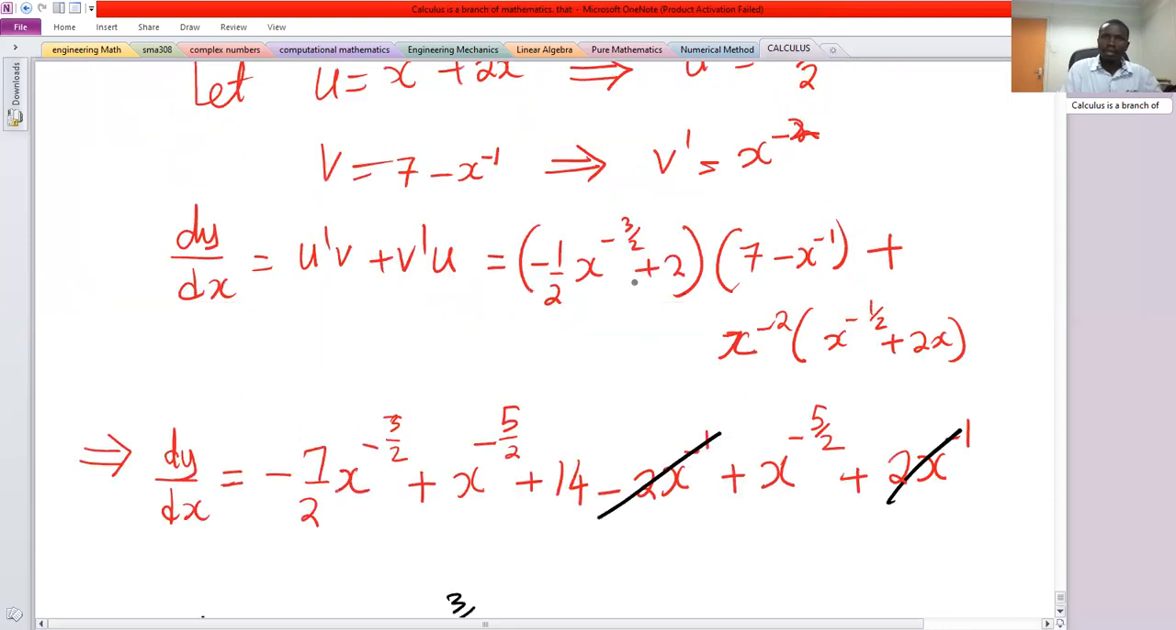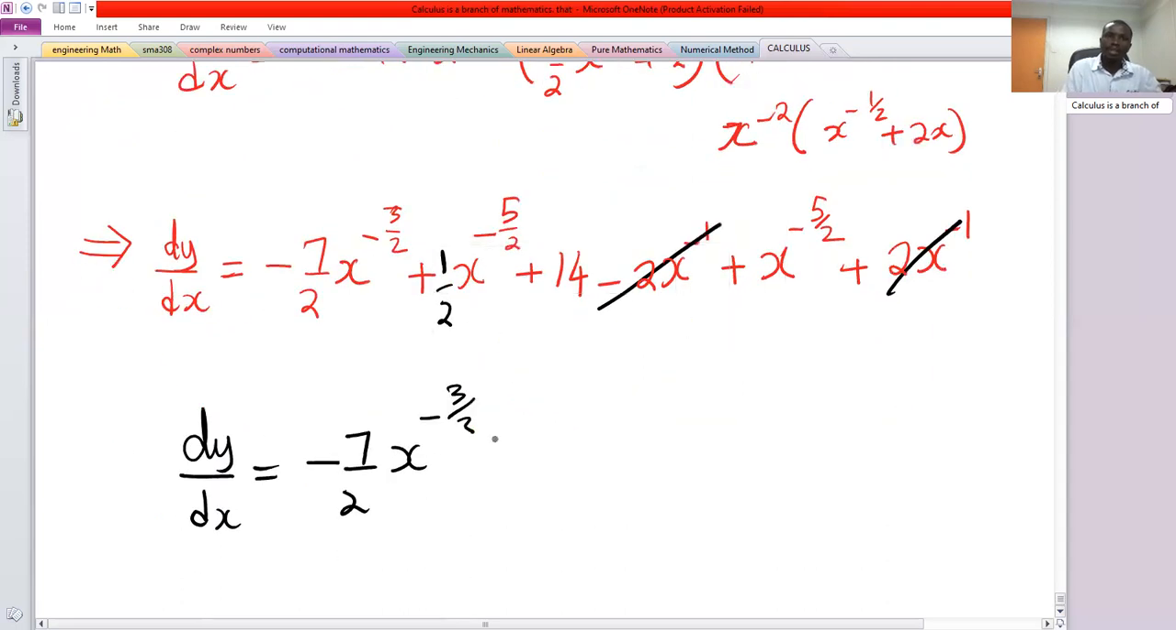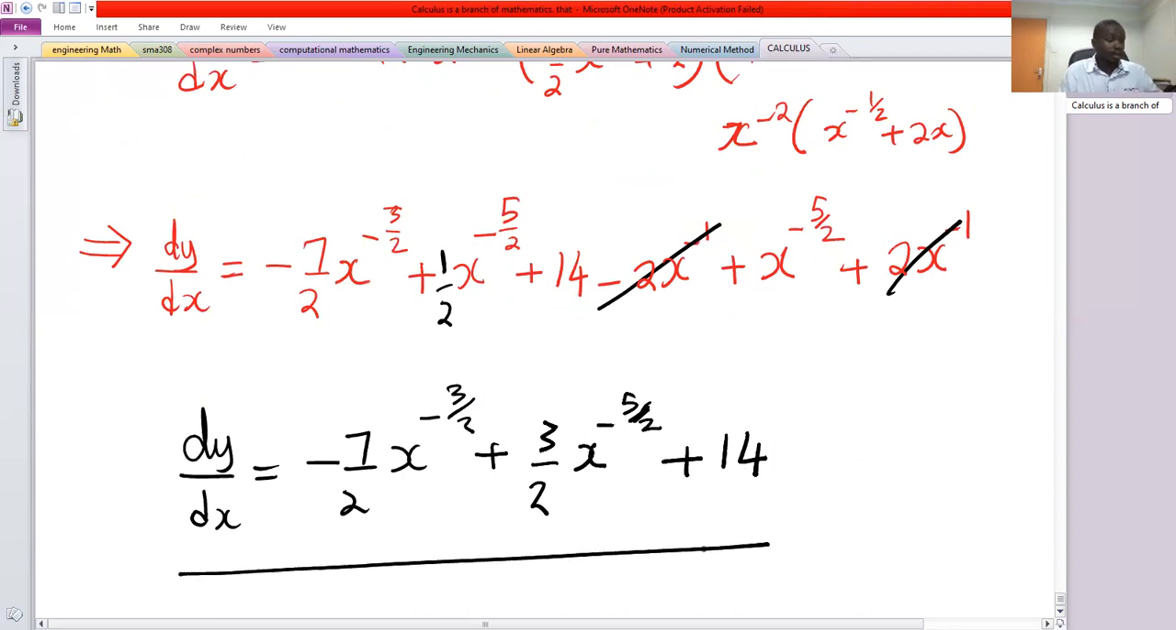remember this, there's a negative a half, so this negative negative, so this 1 over 2 here, so this term and this term. So a half plus 1 is 3 over 2, x raised to minus 5 over 2, and then plus 14. So this will be the answer to that given part.